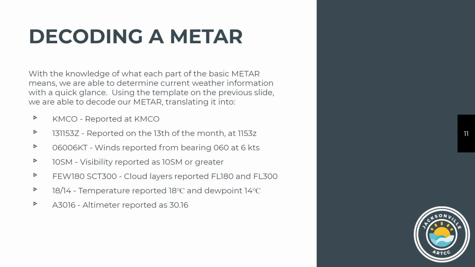Just as a point, we consider a ceiling to be anything that is broken or overcast. So there's no absolute ceiling in this METAR. If it had said broken 180, scattered flight level 300, we would have said the ceiling is at flight level 180.